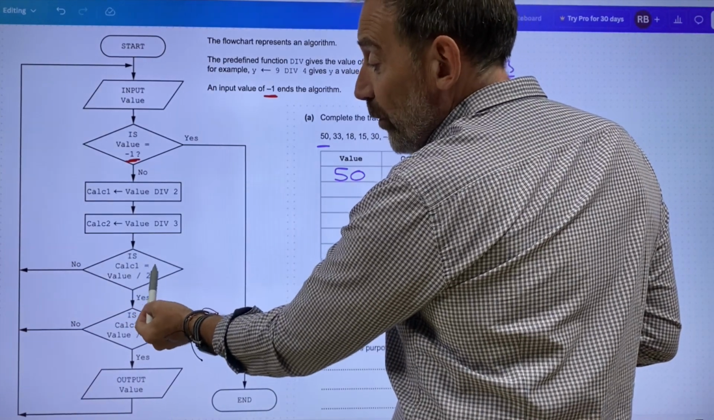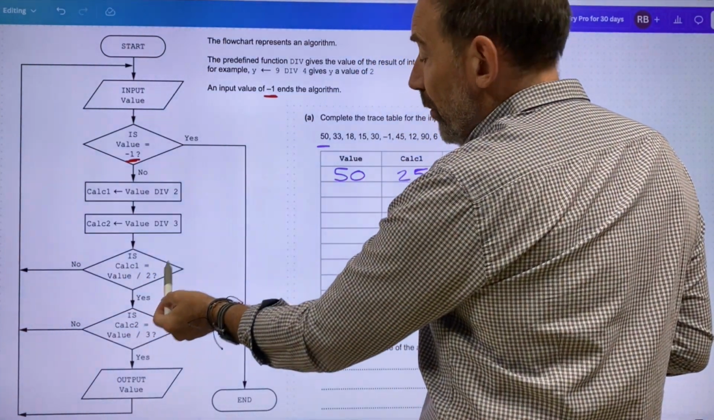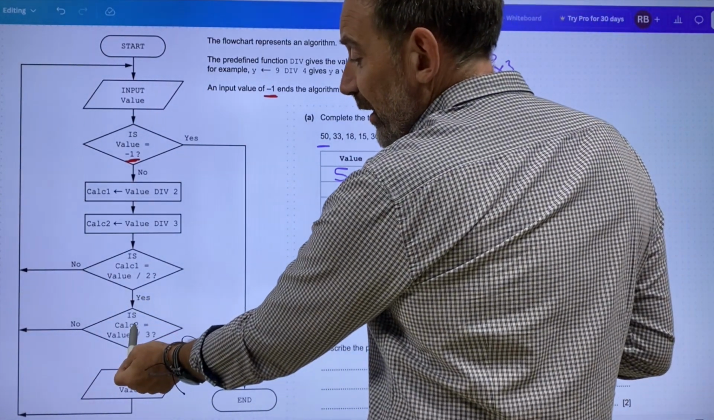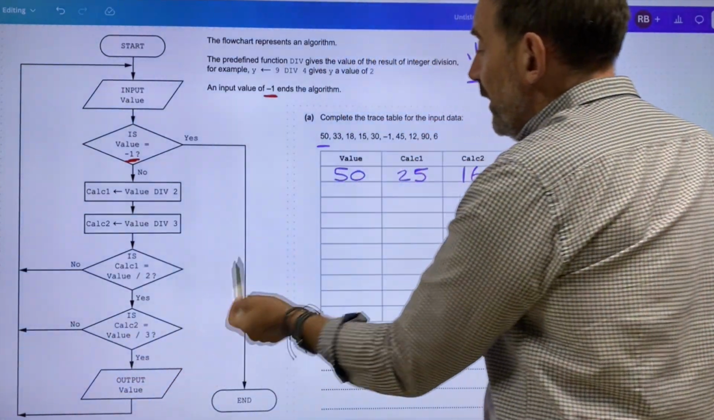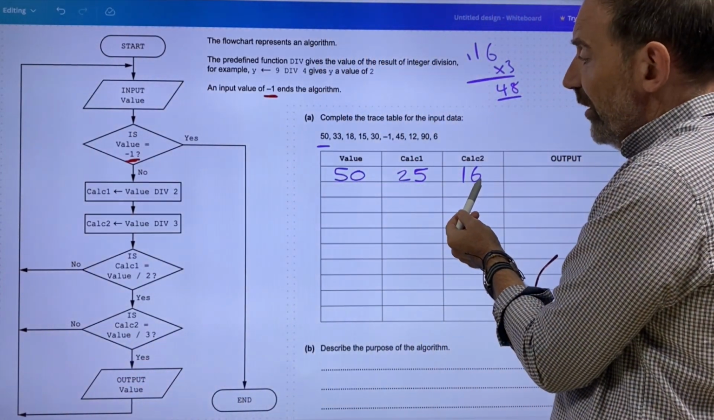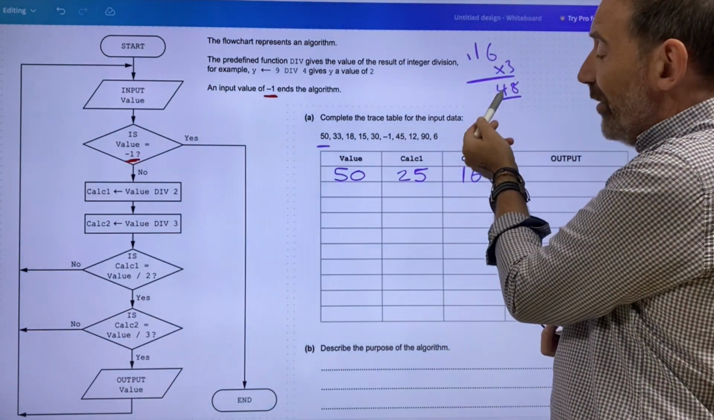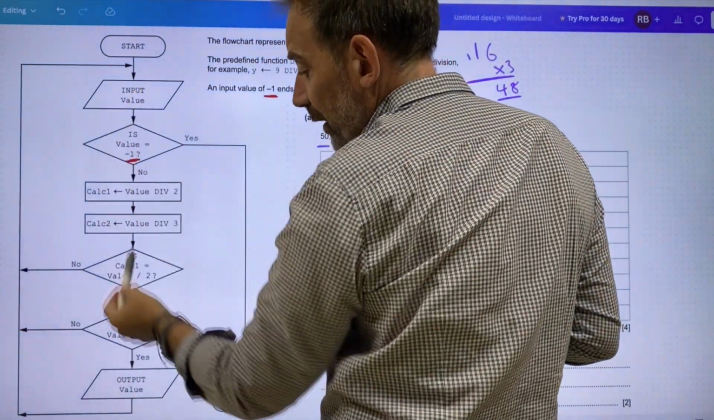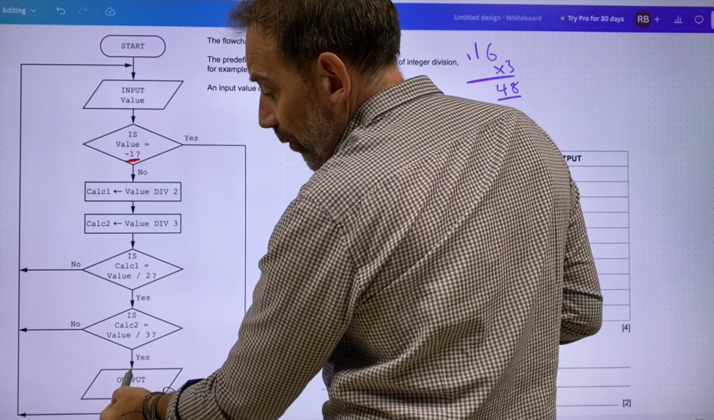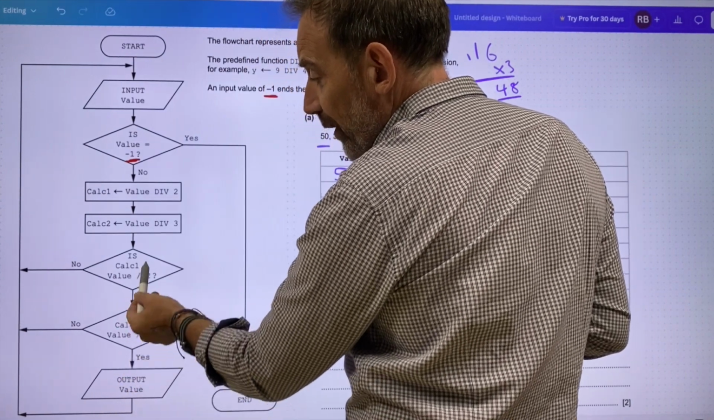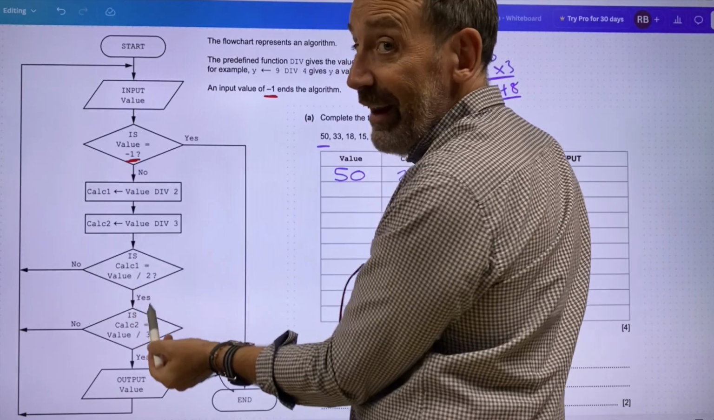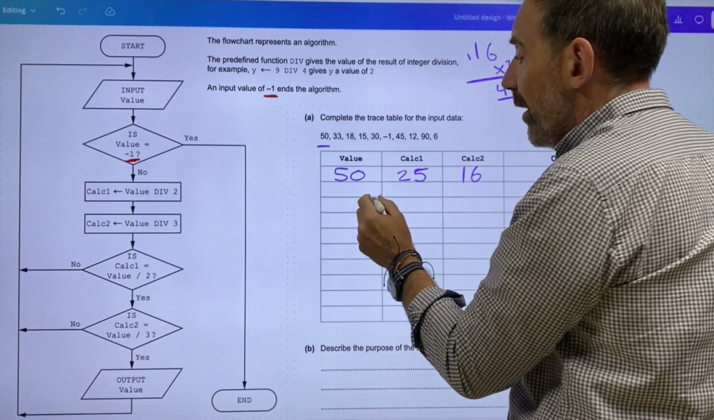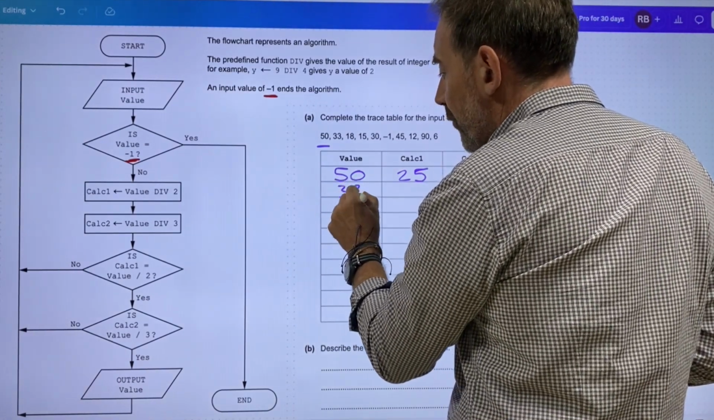Is calc 1 equal to value divided by 2? Well, yes, it is. 25 is 50 divided by 2. Is calc 2 equal to value divided by 3? Well, no, it's not, because 16 is 48 divided by 3. So, no. So then we come back up here. We're not going to output the value this time. We're only going to output the value if these two divide without any remainders.